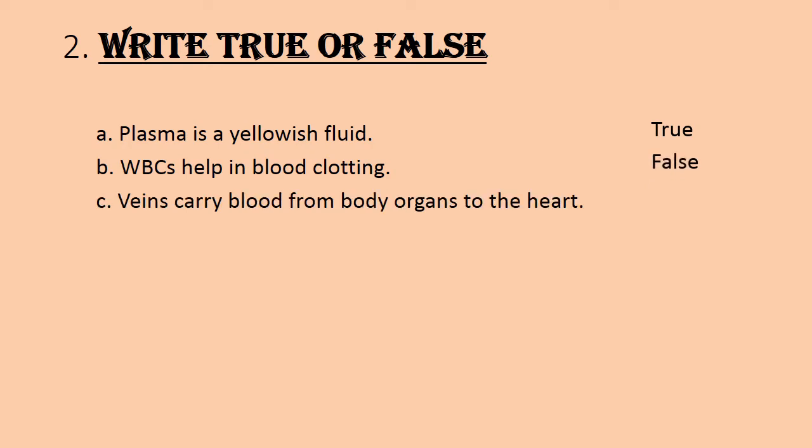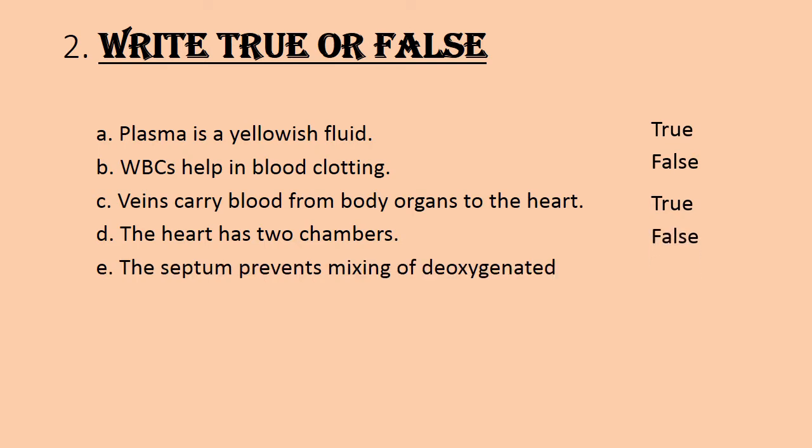Part C, veins carry blood from body organs to the heart. This is true. D, the heart has 2 chambers. This is false, as the heart has 4 chambers. Part E, the septum prevents mixing of deoxygenated and oxygenated blood. Yes, this is true. So write down true.